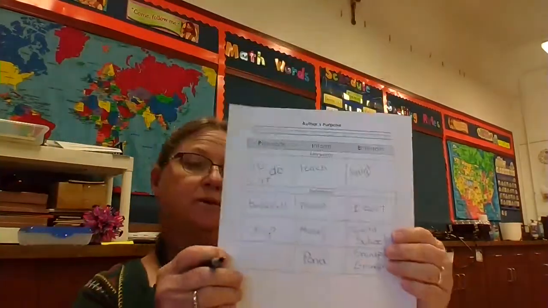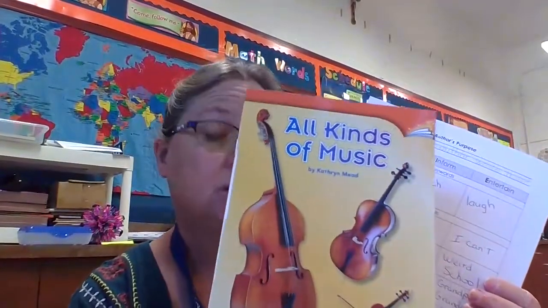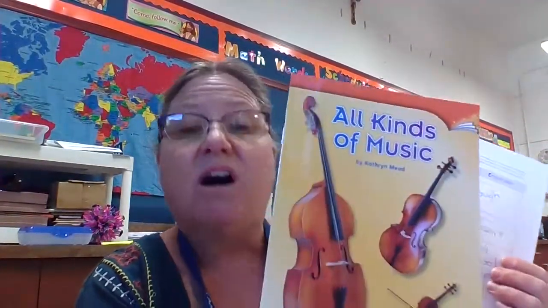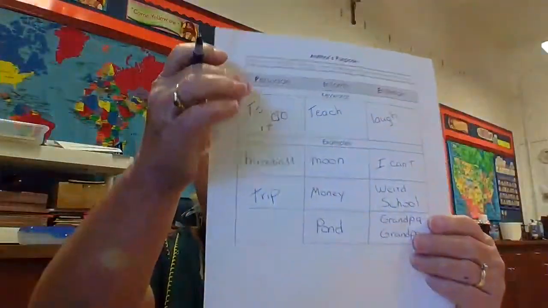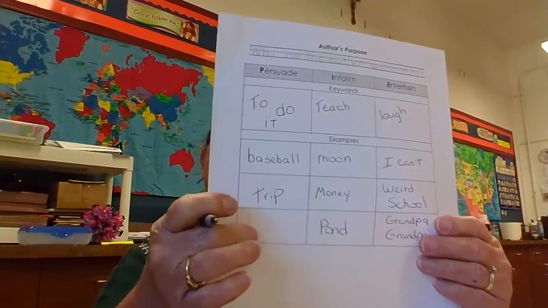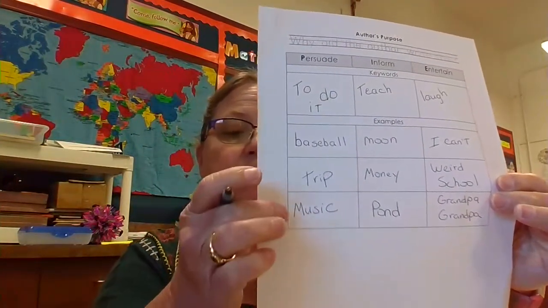Okay, I'm going to go back to my music book. Here's the music book. Along with teaching us about the instruments, it's also trying to tell us that we should try these instruments. So this book has two reasons. If they're trying to tell us to play the instruments, they're trying to persuade us to do something. Persuade. So we're going to put music down here at the bottom. They're persuading us to do music. Very good. You may pause it and write music.